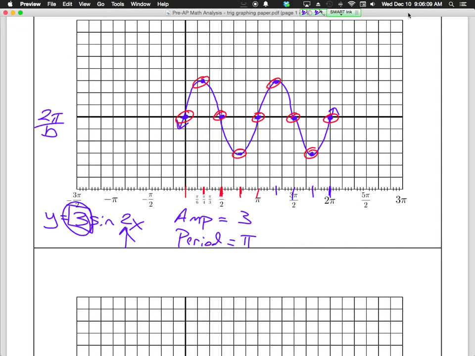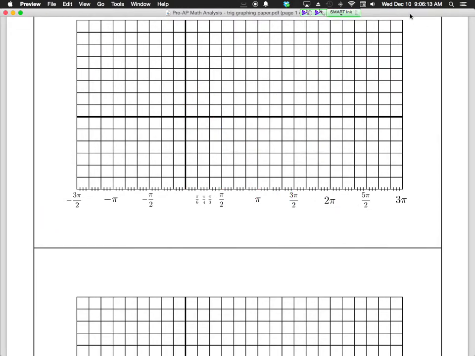Let's look at cosine. What do you think is going to happen with cosine? It's going to be opposite. Kind of opposite, but yes. Somewhat the same. All right, so let's do the t-chart real quick.